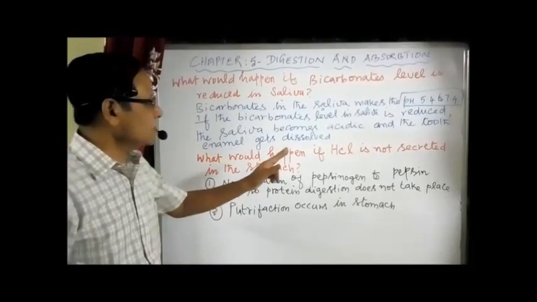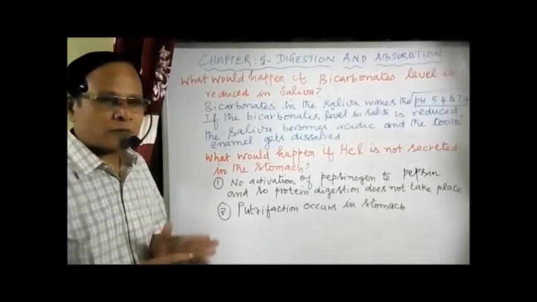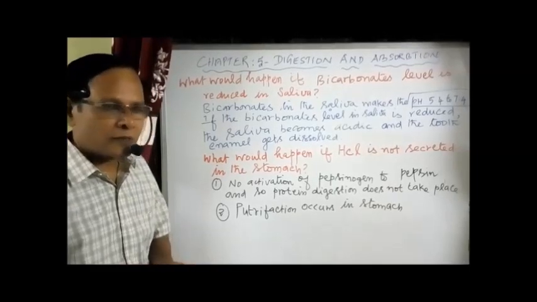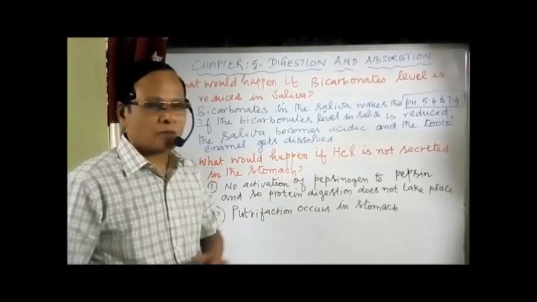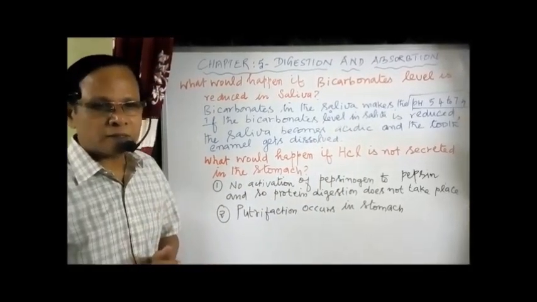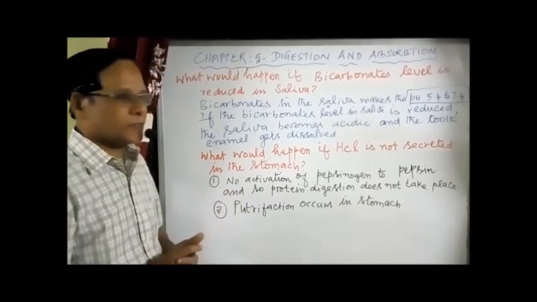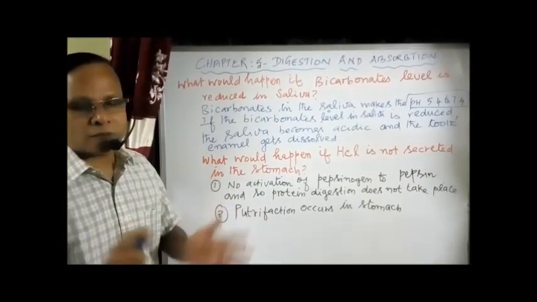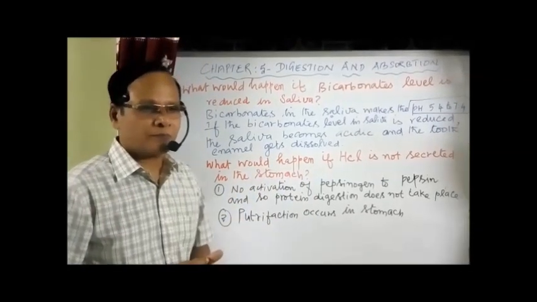If hydrochloric acid is not secreted, what will happen? The acidic pH is not maintained in the stomach. So there is no activation of pepsinogen to pepsin. Only by hydrochloric acid does pepsinogen get converted to pepsin. If there is no pepsin, protein digestion does not take place. That is one of the effects if hydrochloric acid is absent.